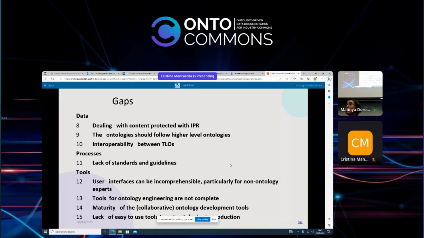Also on the tool domain, some user interfaces can be not so comprehensible for people who are trying to develop an ontology for the first time. And tools for ontology engineering are not complete, or at least people have to pay for them, and most of the time people just end up with Protégé, and it's not very user friendly. The maturity of the collaborative tools that exist is not very high. Okay, I'm here, my colleague is in another company, and we are trying to develop something together, but the tools don't help.